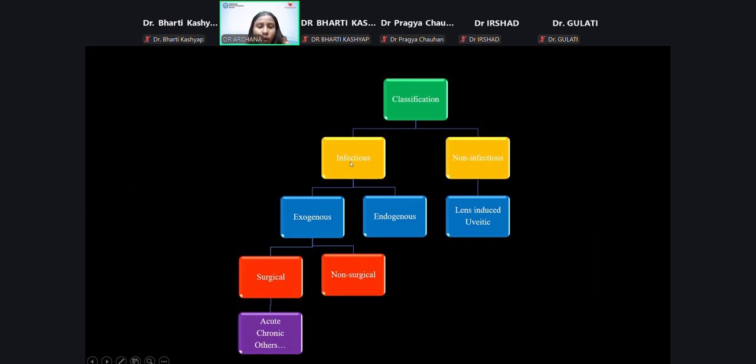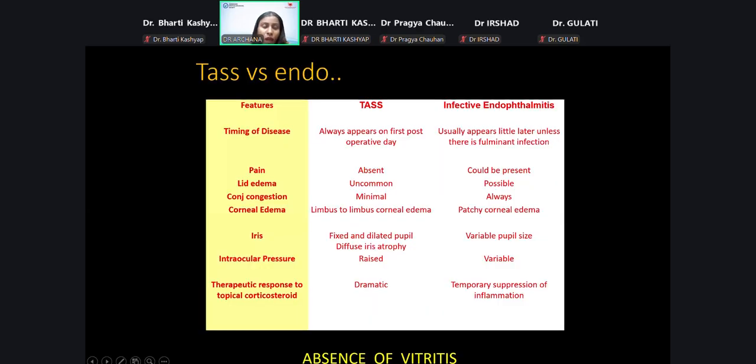Okay. So for infectious, we know it can be exogenous or endogenous, exogenous surgical or non-surgical. Surgical is what we are talking about. But we have to keep in mind that even in surgical cases, it can be endogenous or non-infectious. So coming to TASS and infective endophthalmitis. TASS is, as I was saying, inflammatory, while the other is infective. Even now we talk about toxic posterior segment syndrome, but for clinical practice, and even for exams, you will have to differentiate between TASS and endophthalmitis.